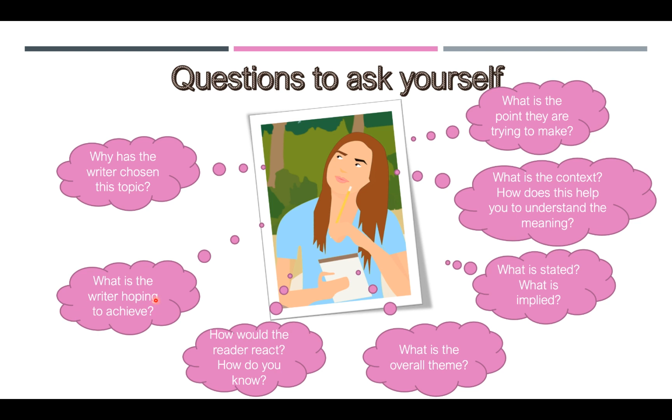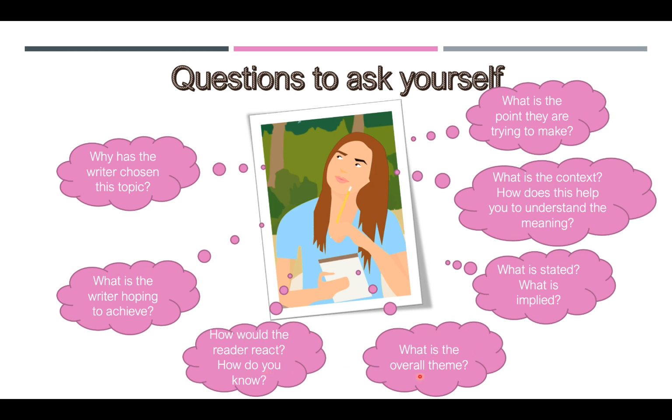So what's their purpose here? What do they want to get from this? By the time you finish reading their article, what do they want? What do they want you to think, feel, do, understand? How would the reader react? How do you know? So the language that's used helps you to understand this question, how do you know? The structure even, the kinds of images that are used, all of this helps you with the how do you know?